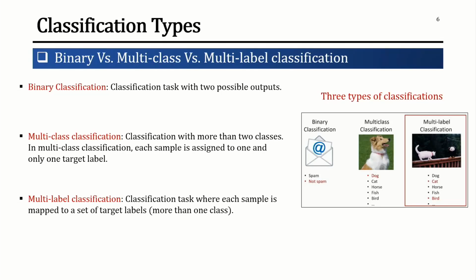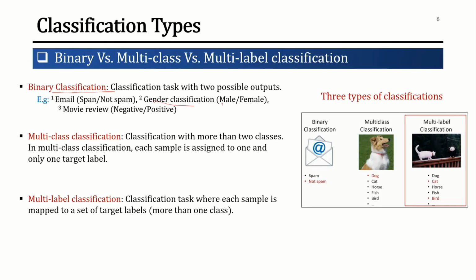So what are the differences between each of them? Binary classification is a classification task with only two possible outputs. So you have only two targets at most. For example, when you're trying to detect whether an email is spam or not spam, it is considered binary classification because we have only two possible outputs. We also have gender classification, whether something is male or female, or movie reviews, if you want to check whether it is negative or positive.